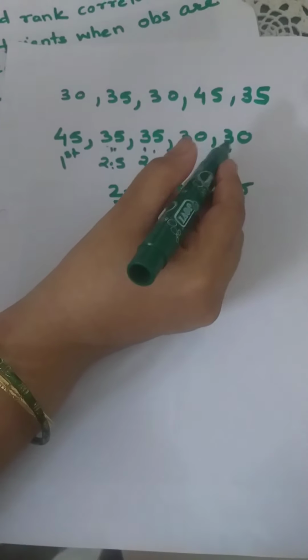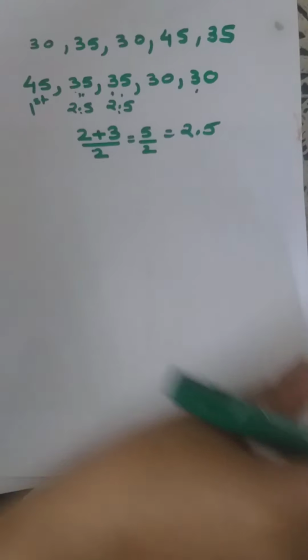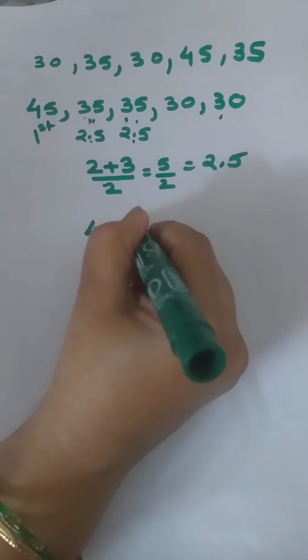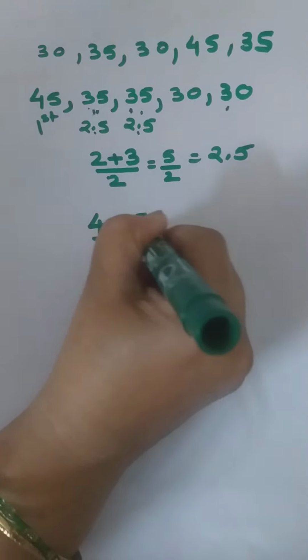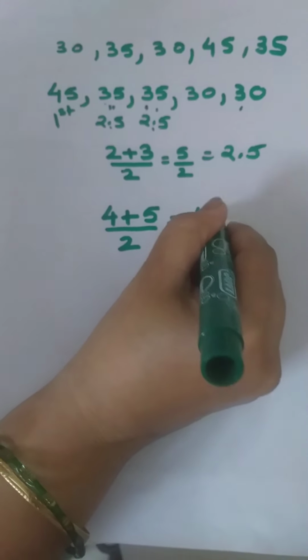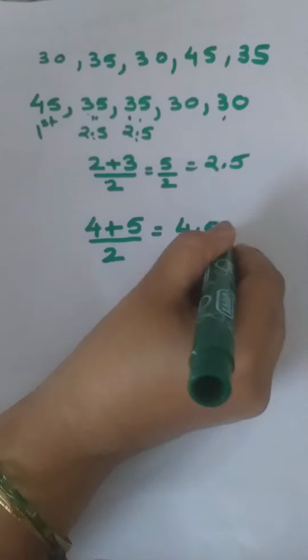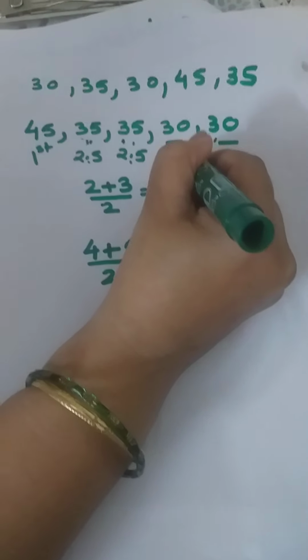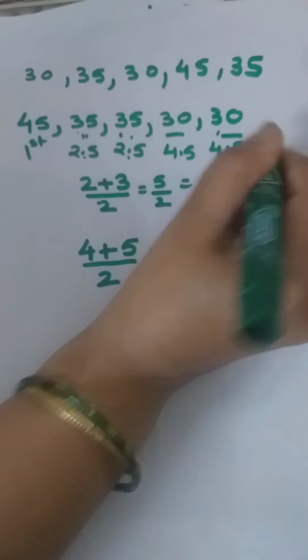They are repeated, so I have to give the rank again following the method. 4th plus 5th observation, number of times it is repeated is 2. So 4.5 comes out to be. So I give these 2 observations the ranks as 4.5, 4.5.